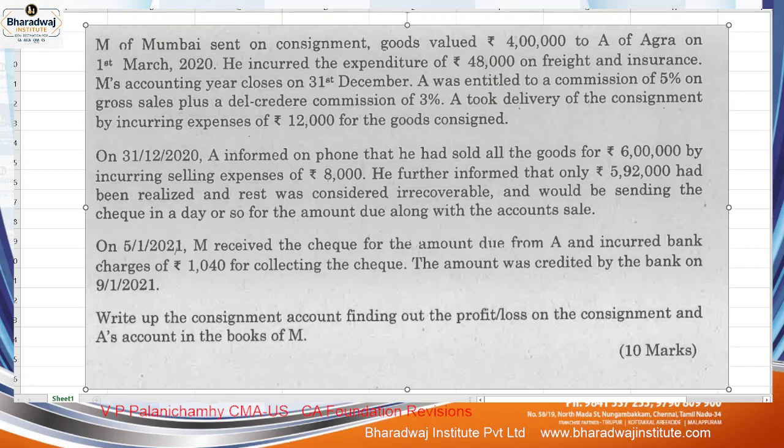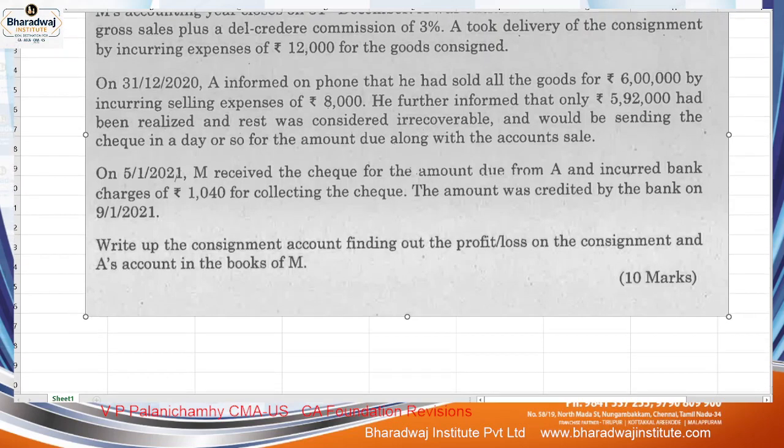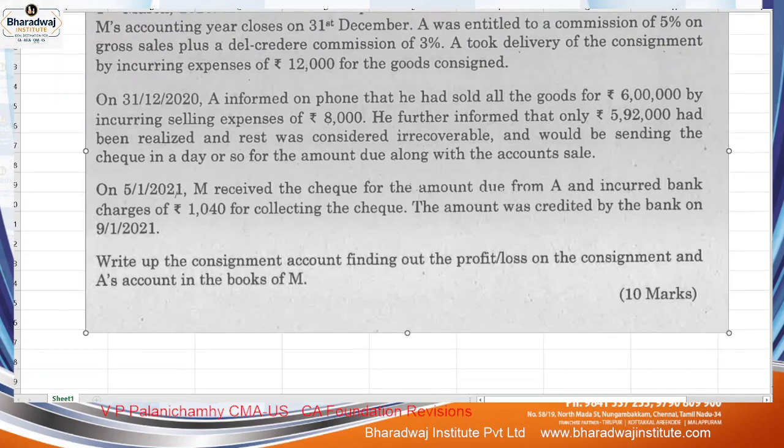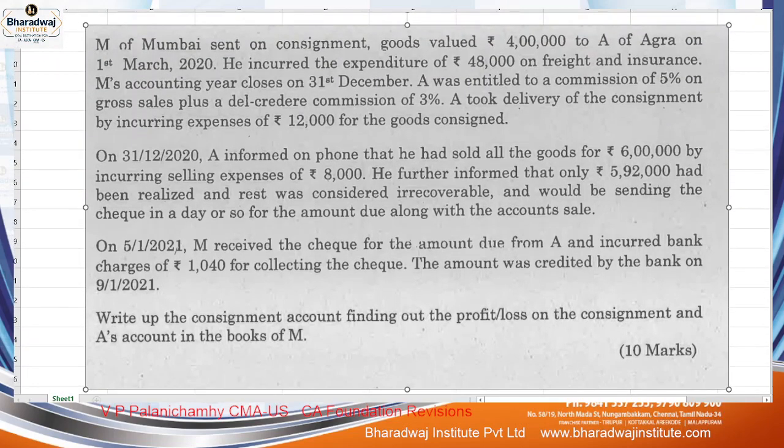If the bad debts are borne by the consignee, will it come in the consignment account? No. Then the remaining is irrecoverable and he is sending the cheque for the balance due. M received the cheque and the amount due from A, incurring bank charges of 1,040. The amount was credited by the bank on 9/1/2021. Write up the consignment account and find out profit or loss on consignment. It's a very simple problem.